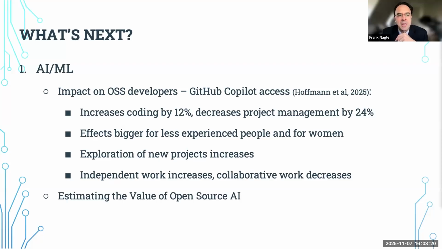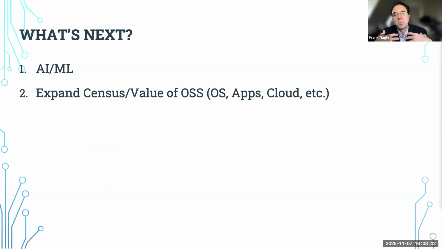And then hopefully in the next week or two, we're going to be releasing some work that estimates the value of open source or open model AI, and looking at how open models are contributing to the AI economy in comparison with closed models. We've been doing a bunch of work on that as well. What's also next is, as I already mentioned, we're looking at expanding the census and the value of open source into the cloud, and going deeper on the broader tech stack in terms of understanding the value that open source creates.